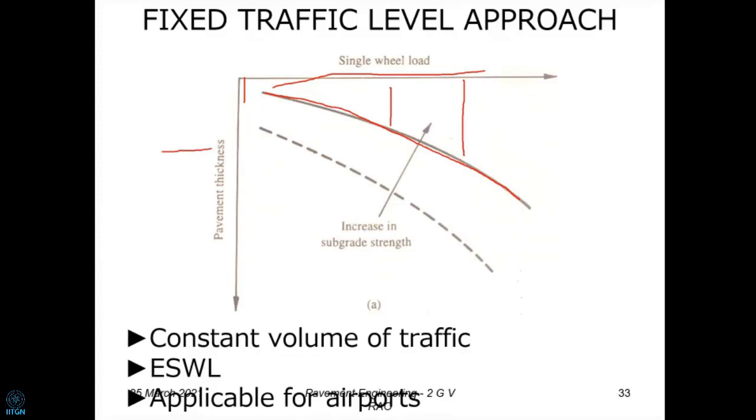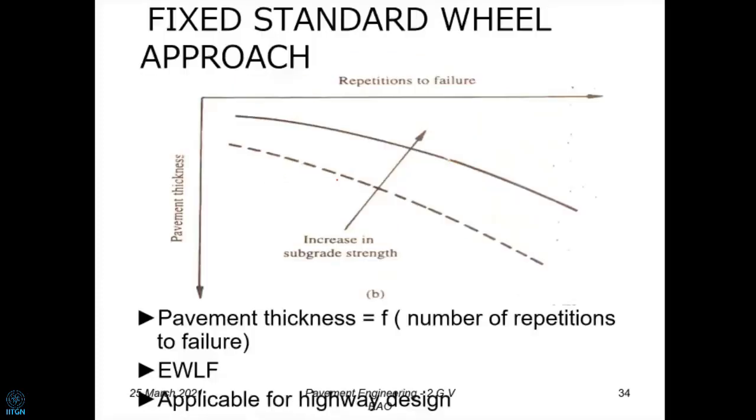Now if the subgrade strength is higher, naturally we are going to have the full thick line. If the subgrade strength is low, we are going to have the dotted line. That means we are going to require more thickness for poor subgrades. That is obvious. So we can think of a constant volume of traffic. We can think of equivalent single wheel load, and this concept is essentially used in airports. Whereas we have a fixed standard wheel approach, which is called the equivalent wheel load factor.